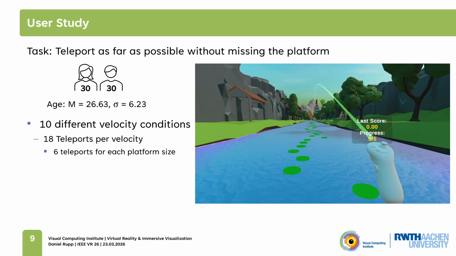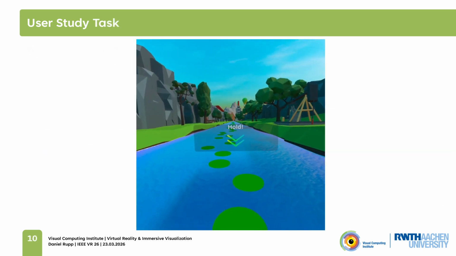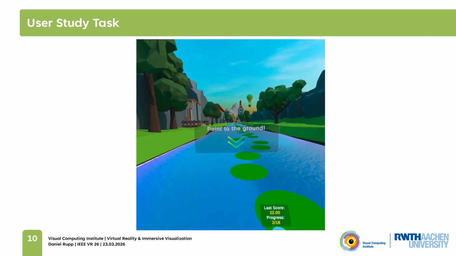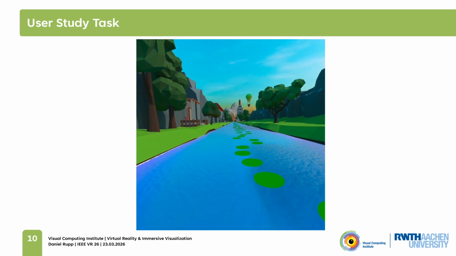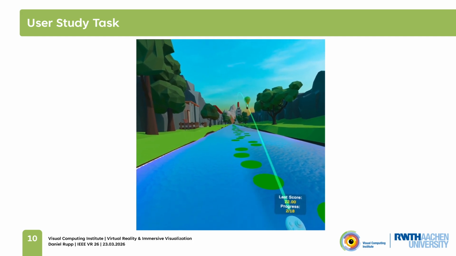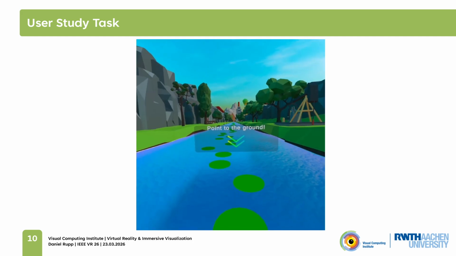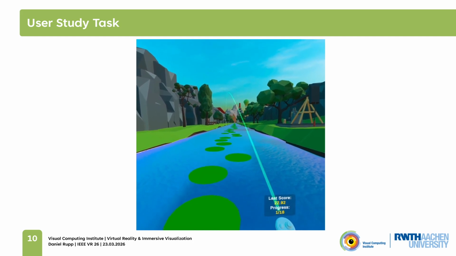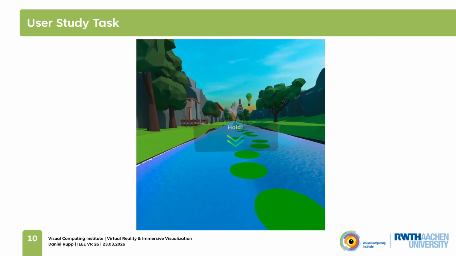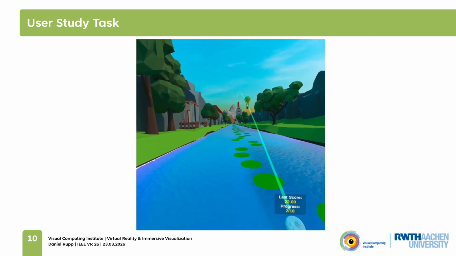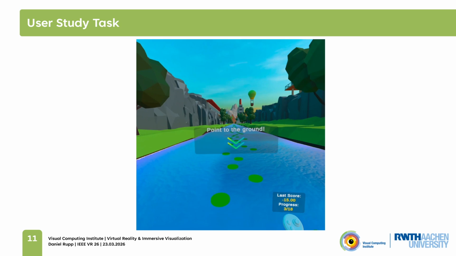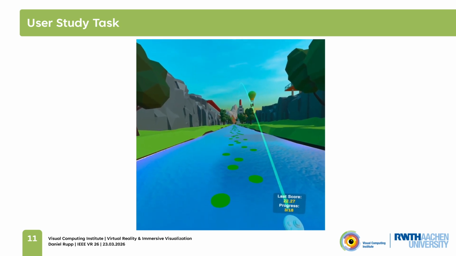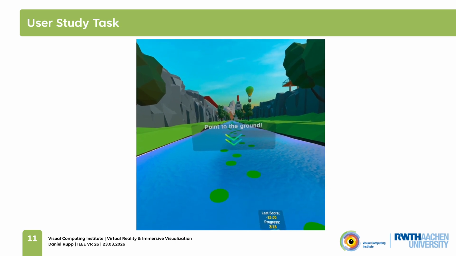This is how it looked like in the application. First, participants had to point to the ground in order to start the selection process, then try to aim as far as possible and teleport onto a platform. To incentivize users to teleport far, we gave them a score that increased with the teleportation distance. If they did not accurately hit a target platform, a loud, unpleasant sound was played and they got a heavy point penalty. So they needed to find a balance between far but also accurate teleports.